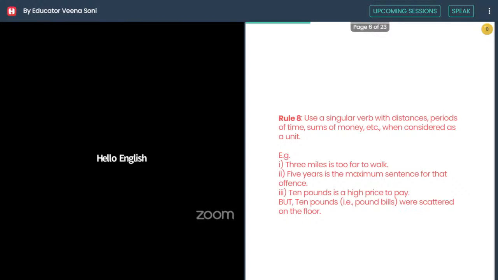This is the rule for subject. Suppose the subject is talking about 3 miles. The subject is about 5 years. The subject is about 10 pounds. This will always take the verb as singular. It will always be there if you are talking about the present state. 3 miles is too far to walk.